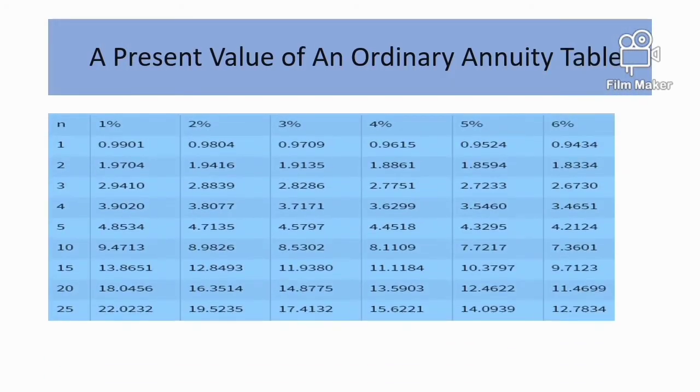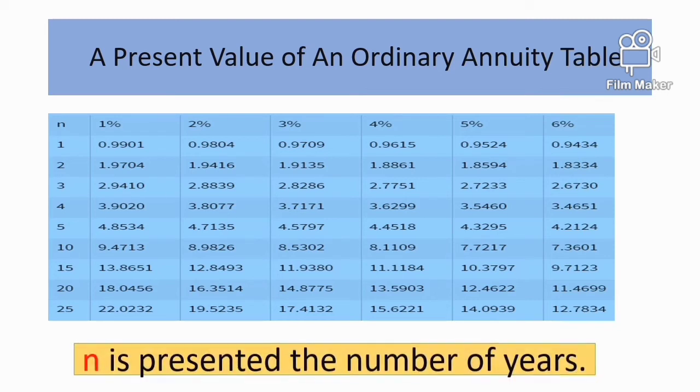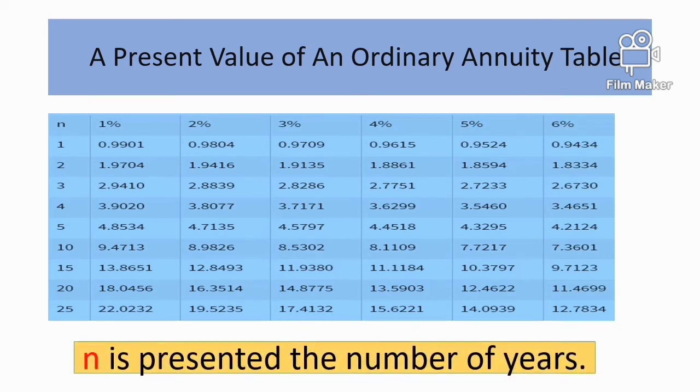A present value of an ordinary annuity table. This presentation presents an ordinary annuity table, where N stands for the number of years. We have 1 year, 2 years, 3 years, 4 years, 5 years, 10 years, 15 years, 20 years, and 25 years. We have 1%, 2%, 3%, 4%, 5%, 6%. So you don't need a calculation.